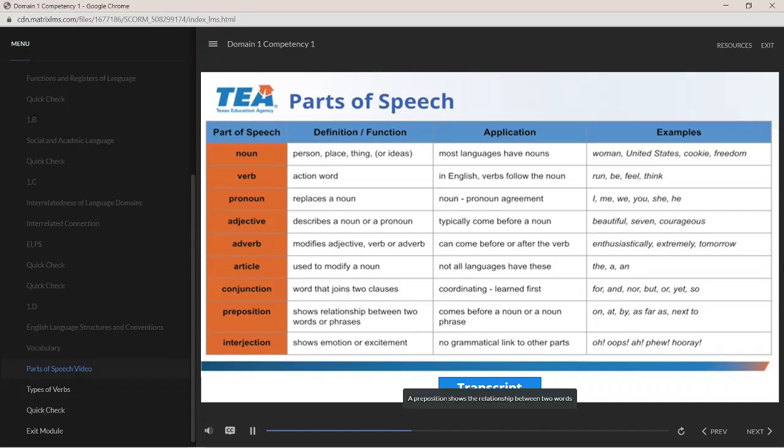A preposition shows the relationship between two words or phrases and comes before a noun or a noun phrase. These include words such as on, at, by, as far as, next to. And finally, an interjection shows emotion or excitement. There is no grammatical link to other parts of the sentence. Examples include oh, oops, ah, phew, and hooray.